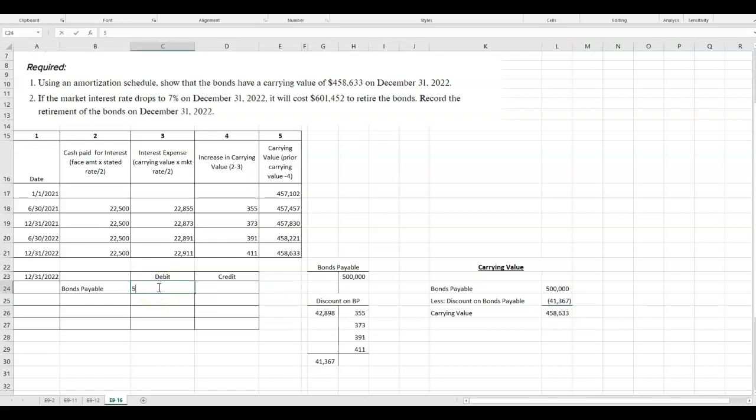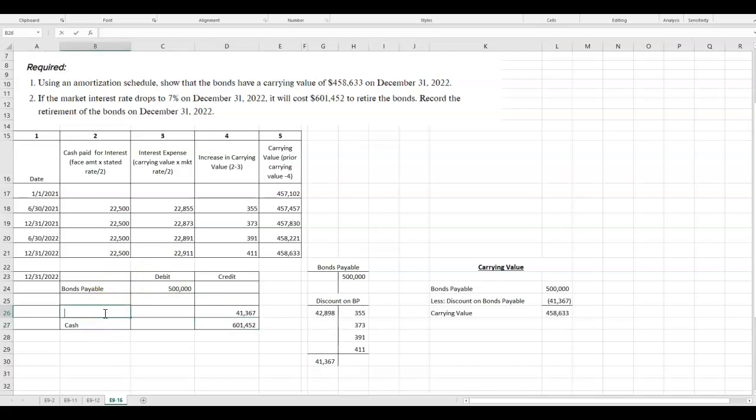So we have to pay $500,000 to pay off our bonds payable. We said it's going to cost us $601,452. So our cash is going to be $601,452. We have to figure out what these differences are. Well, we know we need to get rid of this discount account. It needs to go to zero because we're retiring these bonds. To make this account go to zero, it has a debit balance of $41,367. We need to credit it $41,367.